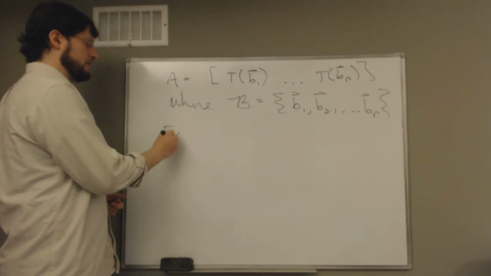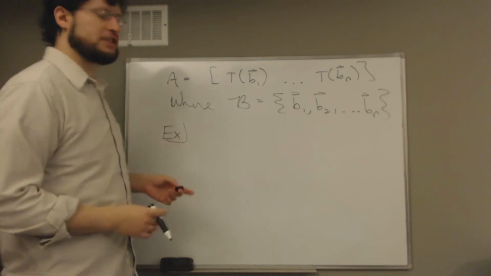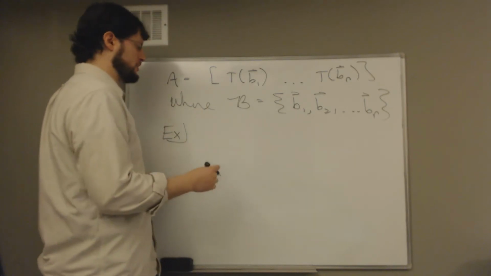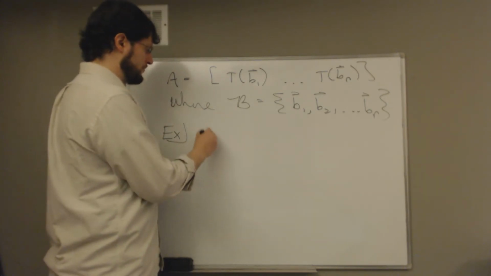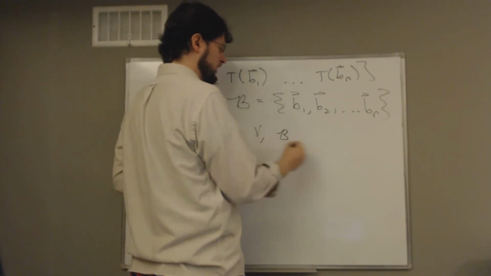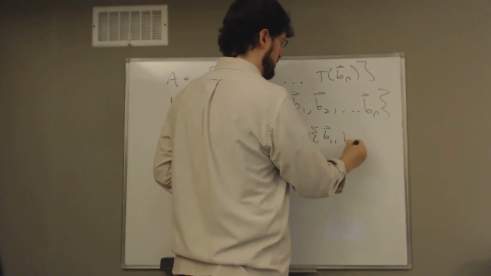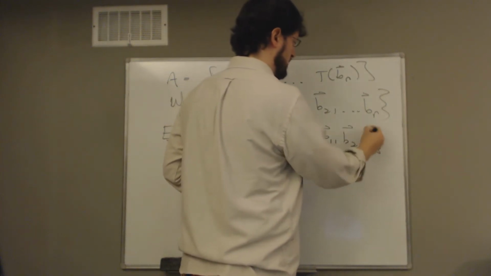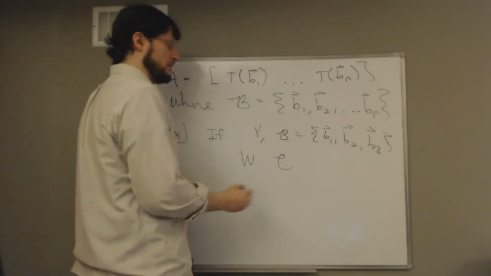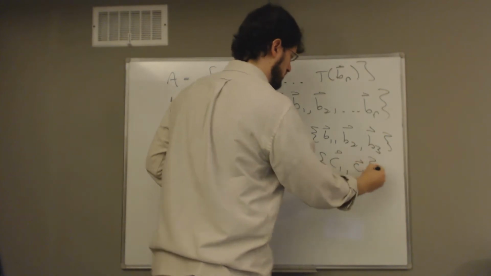Okay, so let's see how that works in practice. We'll take a small step towards practicality here. It still feels a little bit abstract, but suppose that V is a vector space with basis B equals B1, B2, B3. Suppose W is a vector space with a basis C, C1, C2.